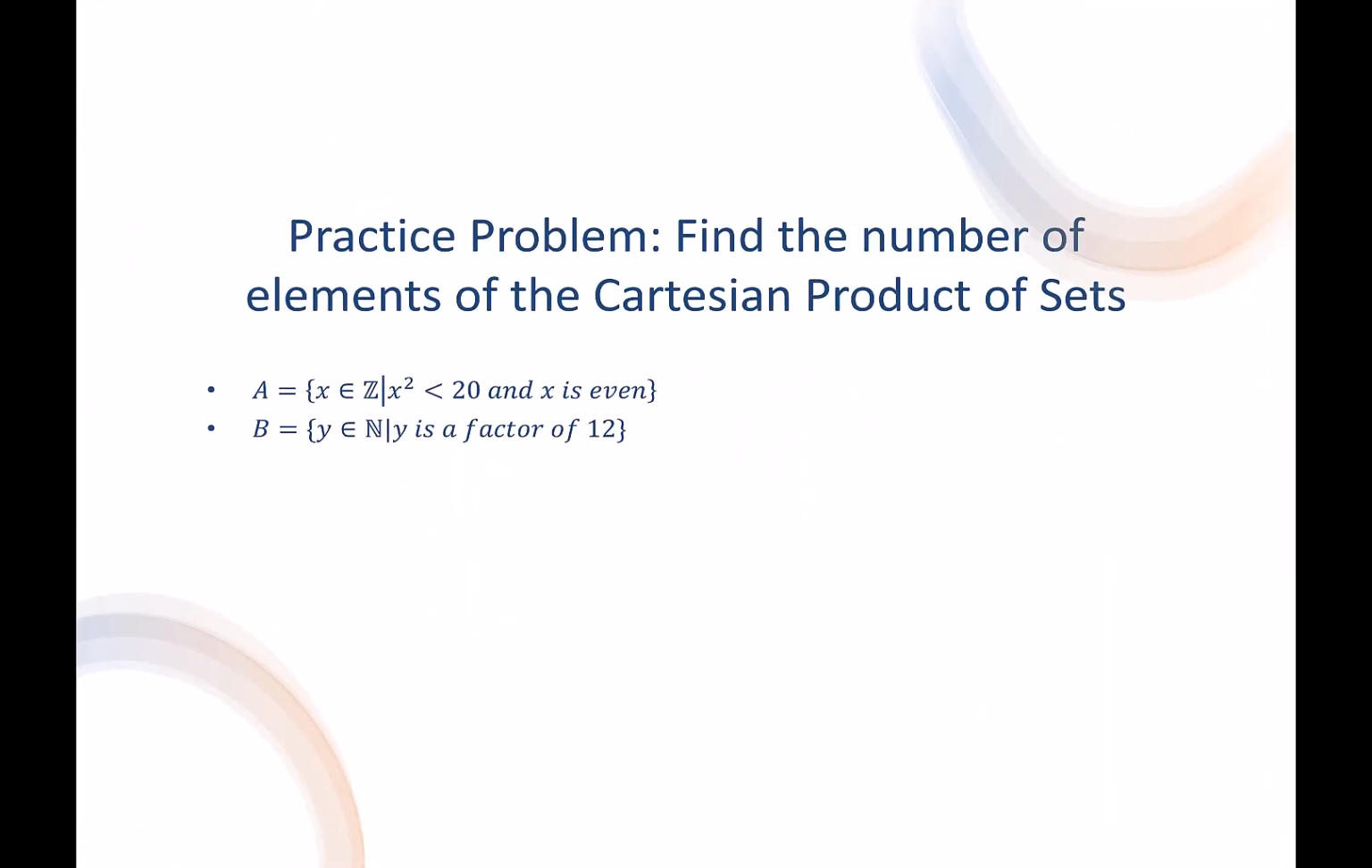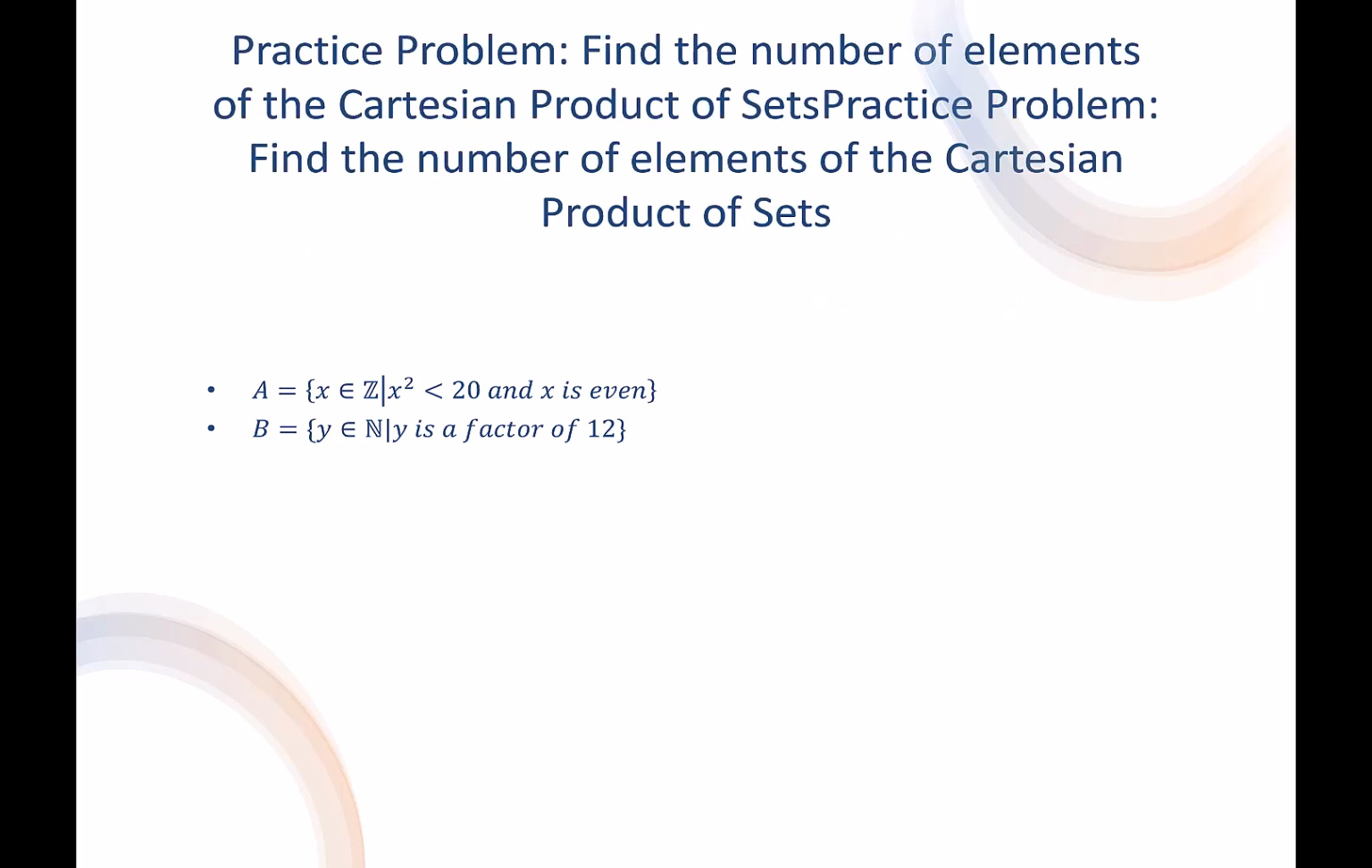So let's keep our sets A and B, and this time let's find the number of elements that will be in the Cartesian product. Again, we're not going to write them out, but we are going to figure out how big A times B is going to be, which means how many ordered pairs I would have if I did write them out. It might help if we write the elements of A. So A is negative 4, negative 2, 0, 2, and 4, the even integers whose square is less than 20.